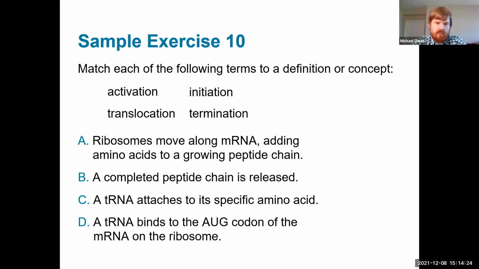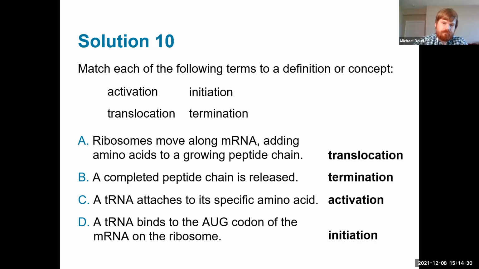Okay, let's take a look. So A, ribosomes move along mRNA, adding amino acids to a growing peptide chain. That is clearly translocation. Again, this is when ribosomes move, is translocation. A completed peptide chain is released at termination. A tRNA attaches to its specific amino acid. This is activation of the tRNA. And then a tRNA binds to the AUG codon of mRNA. That's the start codon, so that is the initiation step.